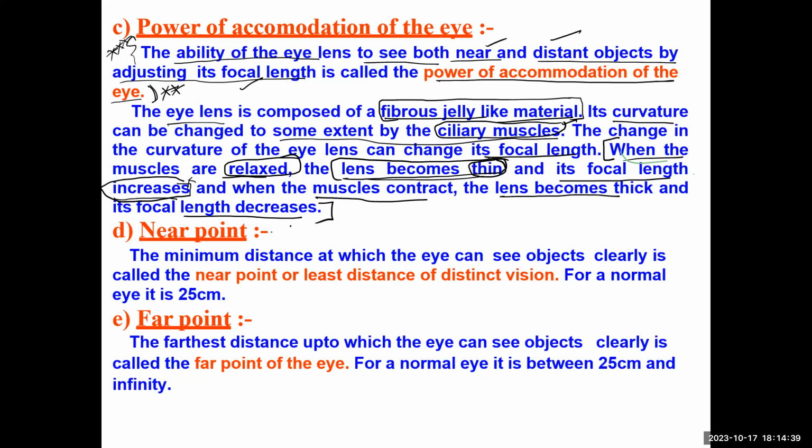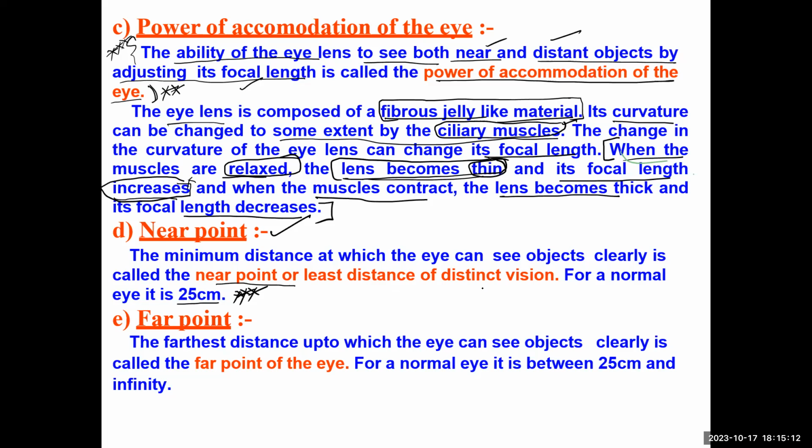Now coming to the near point. What is meant by near point? The minimum distance at which I can see clearly is called the near point. What is the minimum distance? The least distance at which an eye can see clearly is called the near point. And what is it for a normal eye? The near point is 25 centimeter. It's an important objective. The minimum distance at which a human eye can see clearly is called the near point, or least distance of distinct vision.